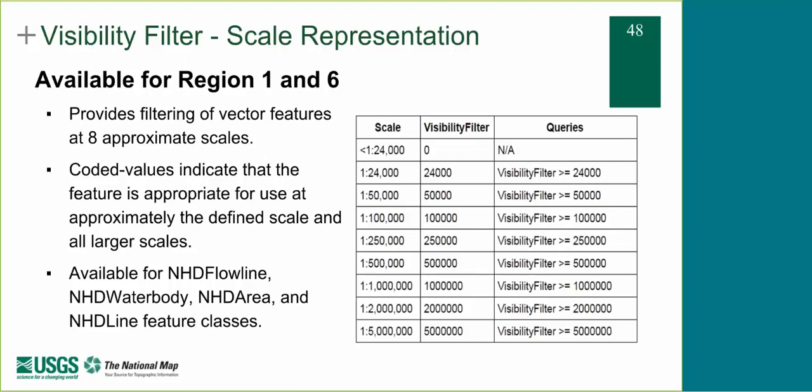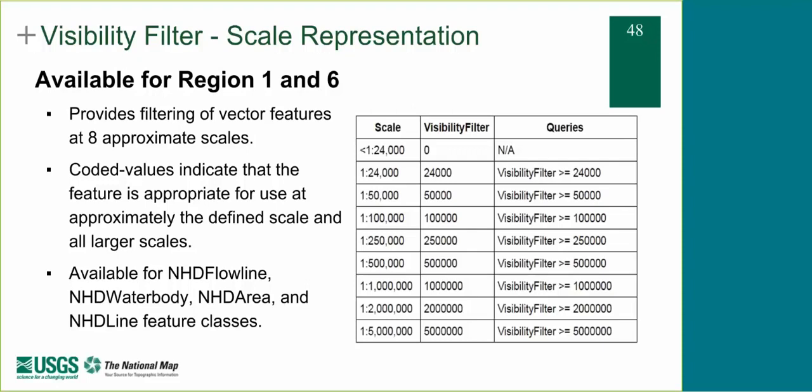What we have available for NHDPlus High Resolution is Region 1 and Region 6. We have populated this visibility filter attribute. And what that will provide you is a method to filter your vector features at approximately 8 scales. So the data has included a coded value within this visibility filter attribute that will indicate that the feature is appropriate for use at the defined scale and all larger scales. This is currently available for NHD flow line, NHD water body, NHD area, and NHD line feature classes.